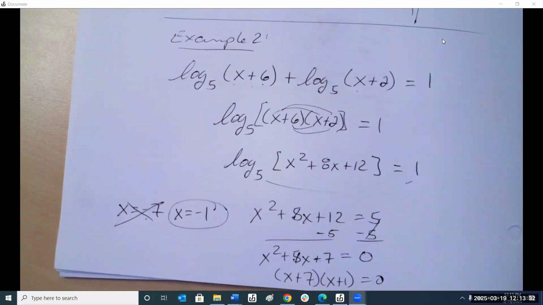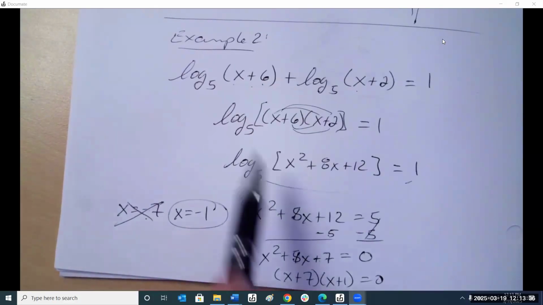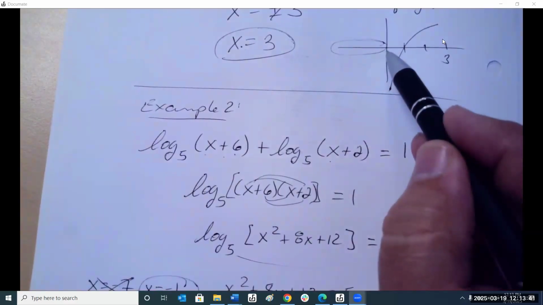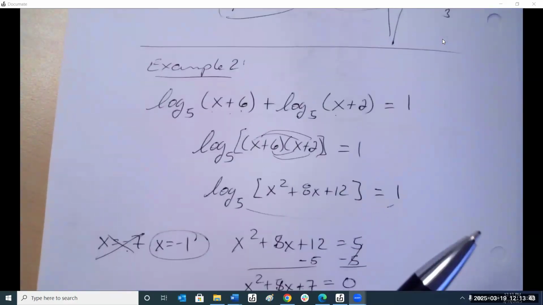You have to make sure you check the answer when you plug it back into the equation. You cannot take the log of a negative number because we can only use positive x's. Okay, that part makes sense.